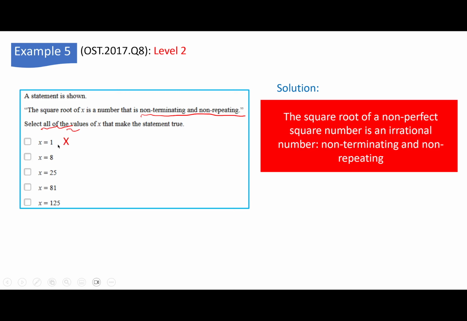1 does not work because if you square root 1, you get 1. Now 8 is an answer, good answer. 25 is not, because if you square root 25, you get 5. 81 is not an answer because you square root 81, you get 9. 125 is a good answer because 125 is not a perfect square.